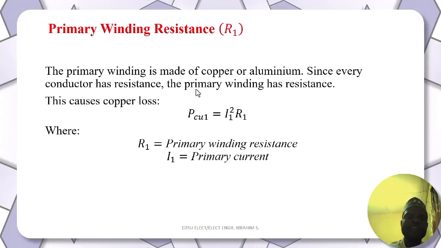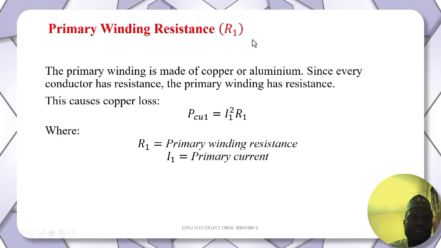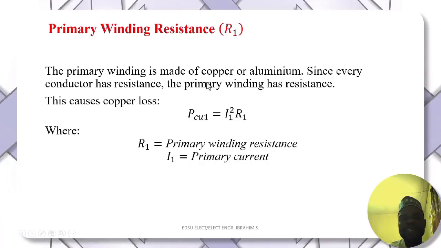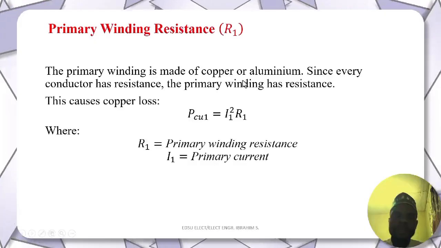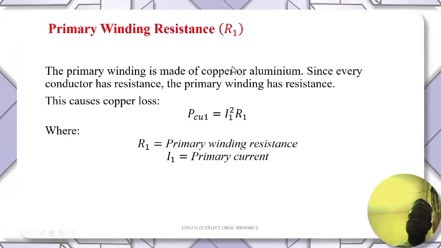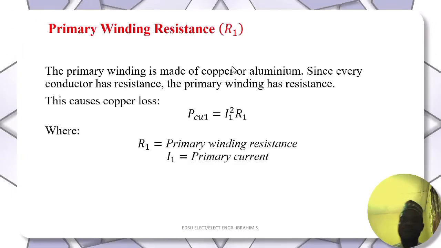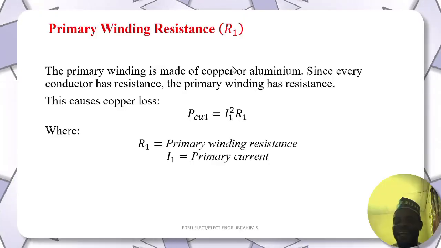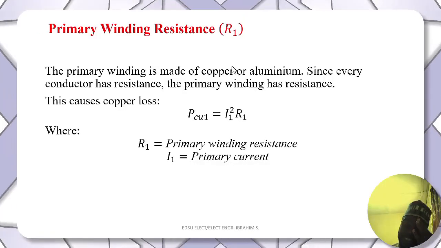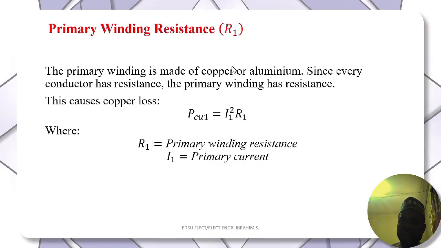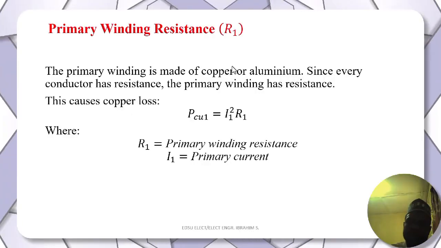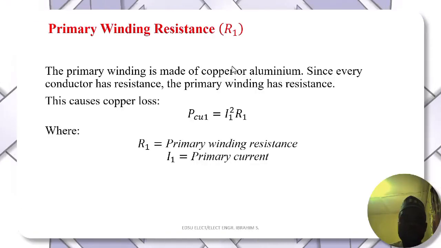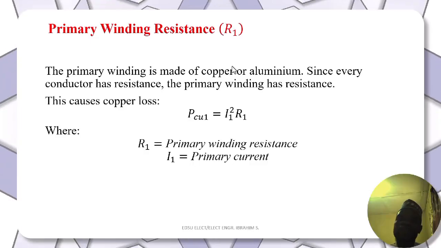Now, the primary winding resistance. The primary winding resistance is made up of copper. Don't forget, your winding is mainly made up of either copper or aluminum. Normally, copper is better. However, it's expensive compared to aluminum. So in some transformers, you will see that they use aluminum, because copper is definitely more expensive.